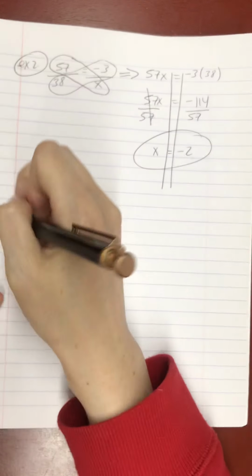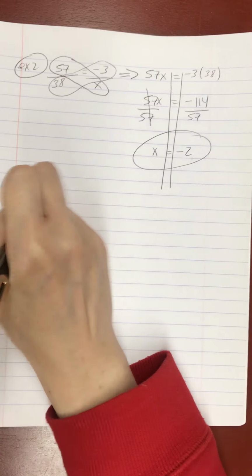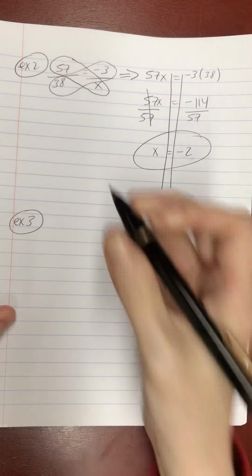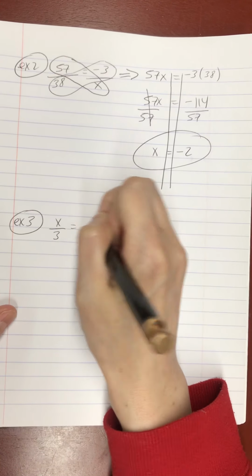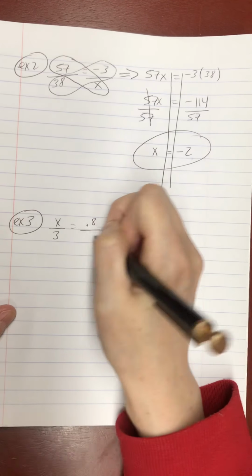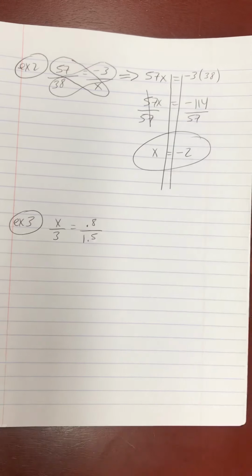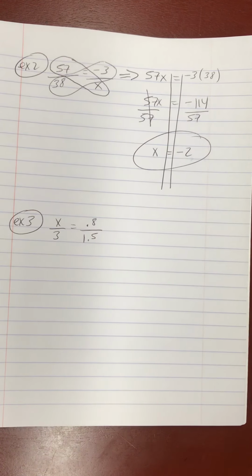Okay, let's try one with decimals. I'm just going to try to show you everything you could see. So how about this one? x over 3 equals 0.8 over 1.5. All right, so x over 3 equals 0.8 over 1.5.